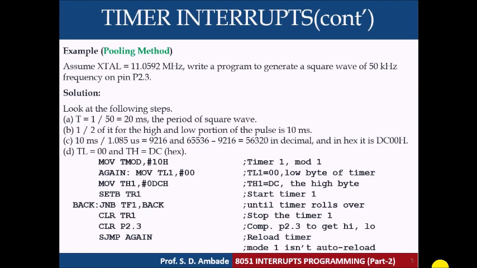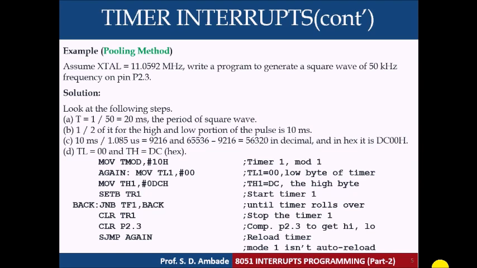Let me show the example of timer using the polling method, which we have learned in our previous tutorial. Assume that the crystal frequency is equal to 11.0592 MHz. Write a program to generate a square wave of 50 kHz frequency on pin number P2.3. We have to generate here a square wave of 50 kHz frequency on pin number P2.3 by using the polling method.